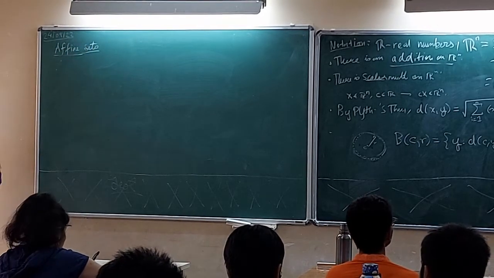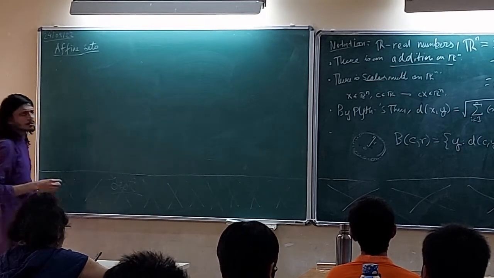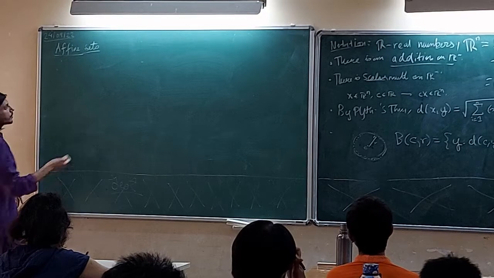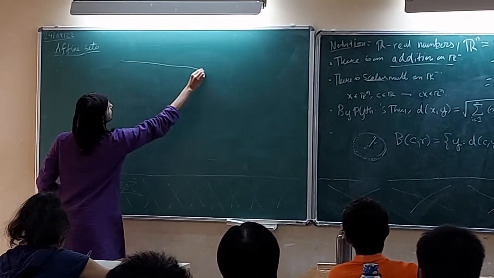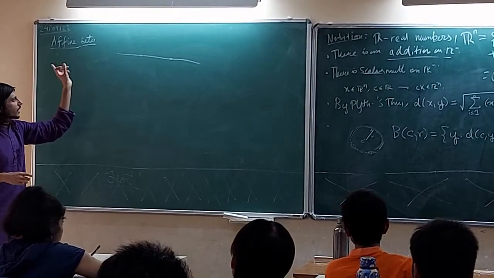Well, if you think about an affine set, let's take 2 points. Let's draw 2 points. Suppose these are 2 points of an affine set. That means this entire line segment is contained. Okay? This entire line segment will also be contained in A.